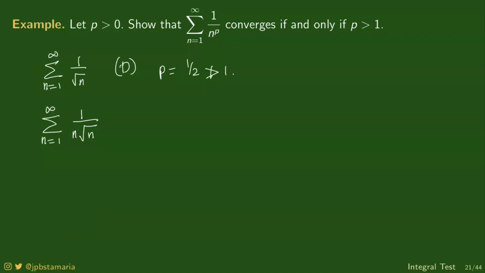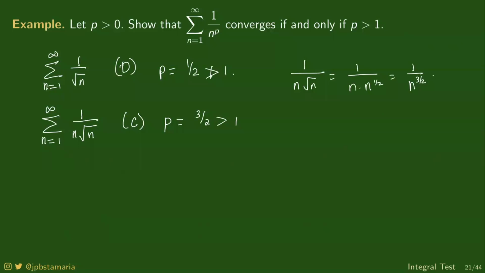Convergent or divergent? Okay, mas marami ang convergent. Doon may mga sumagot na divergent. The answer is convergent. Ang p mo dito ay 3 halves. Paano naging 3 halves? Kasi yung n square root of n, ganyan siya. Okay? And 3 halves is already greater than 1.